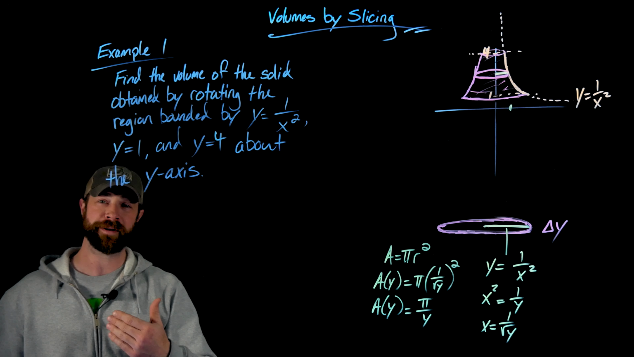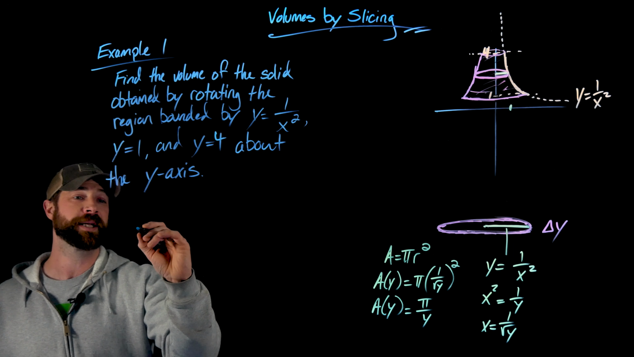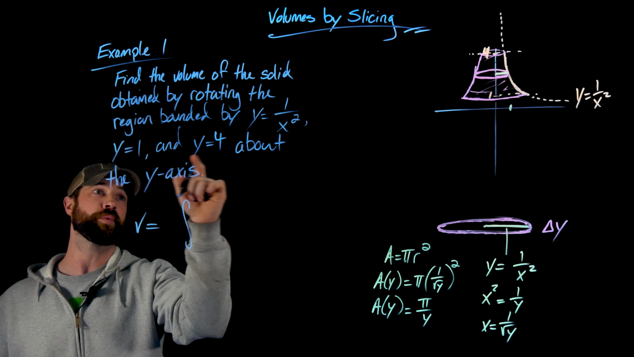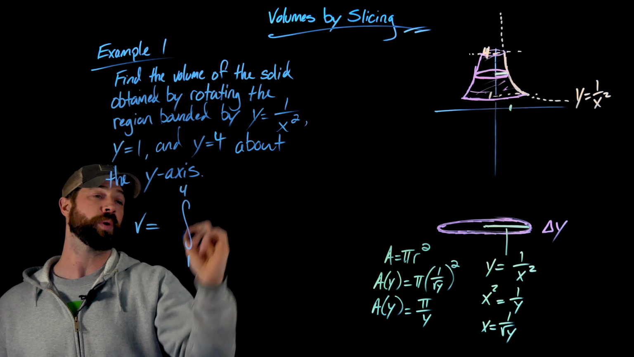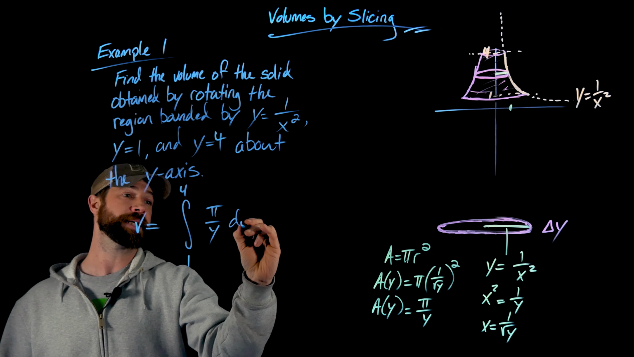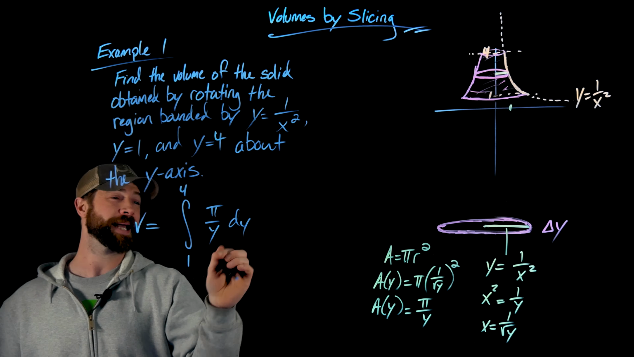And so now we can use that formula we were just talking about. The volume of this shape is going to be the integral from 1 to 4 along the y-axis of pi over y dy. Again, that dy is this infinitesimal width that comes from that delta y.